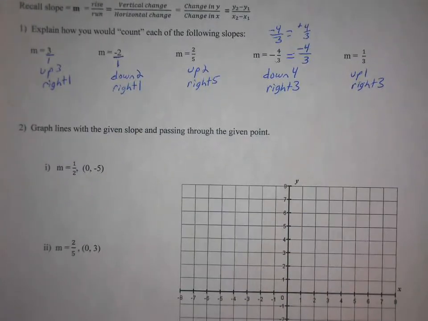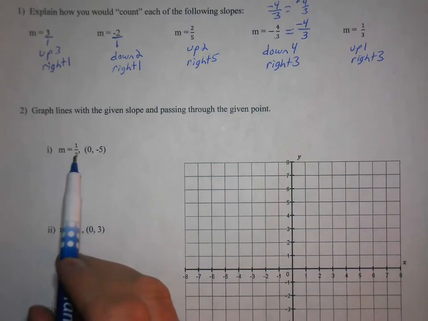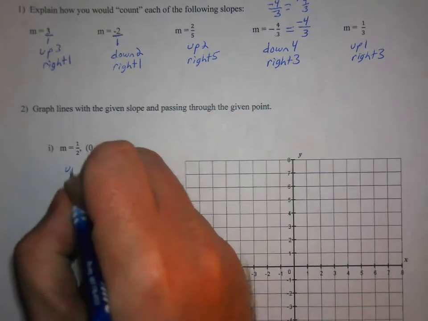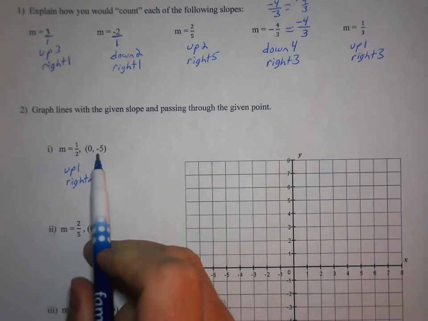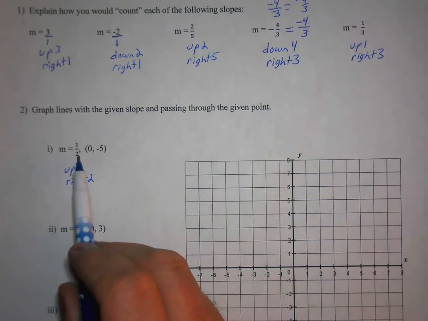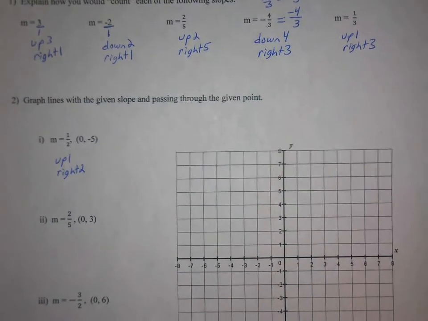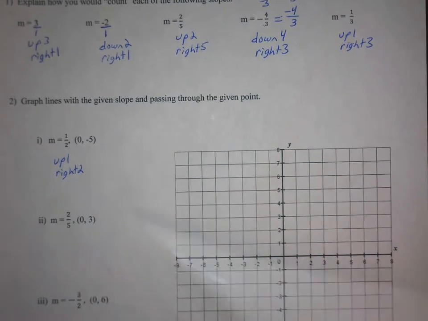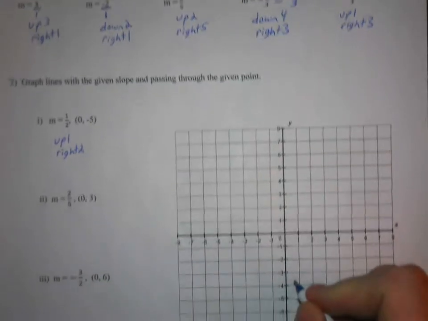Okay, so number 2, graph the lines with the given slope and passing through the given point. So we want to graph a line with a slope of 1/2, which means we're going to count up 1 to the right 2, and it has to pass through the point (0, -5). So what you have to do first is plot the point. Because if you count up 1 to the right 2, you could start anywhere on the graph. But to go specifically through that point, I would suggest that you start at that point (0, -5). So down here.